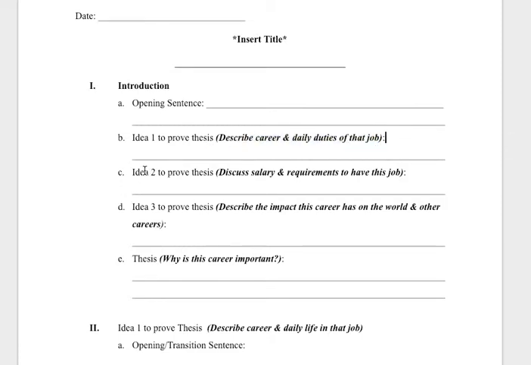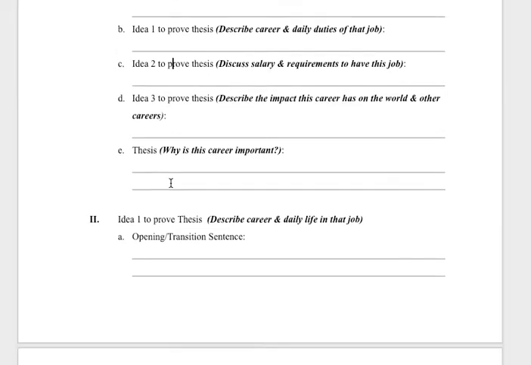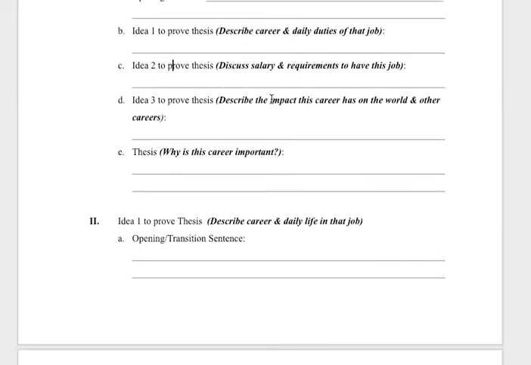Then we have idea 2 to prove thesis. This is your second body paragraph. For this paper specifically, you'll be looking at salary and requirements. So again, a main idea sentence for your second body paragraph. And then your third, for this essay, it'll be how this career has an impact on the world and how it has an impact on other careers. Again, a main idea sentence, a supporting sentence that'll tell me what your entire third body paragraph is going to be about. Reminder, never say, this body paragraph will be about the career and the daily duties of that job. Obviously, you need to give a sentence that tells me the specifics of that.